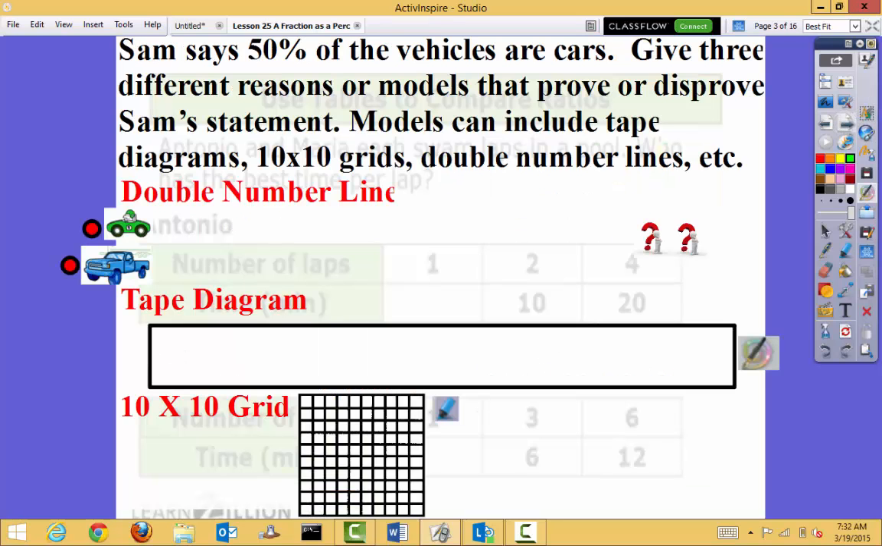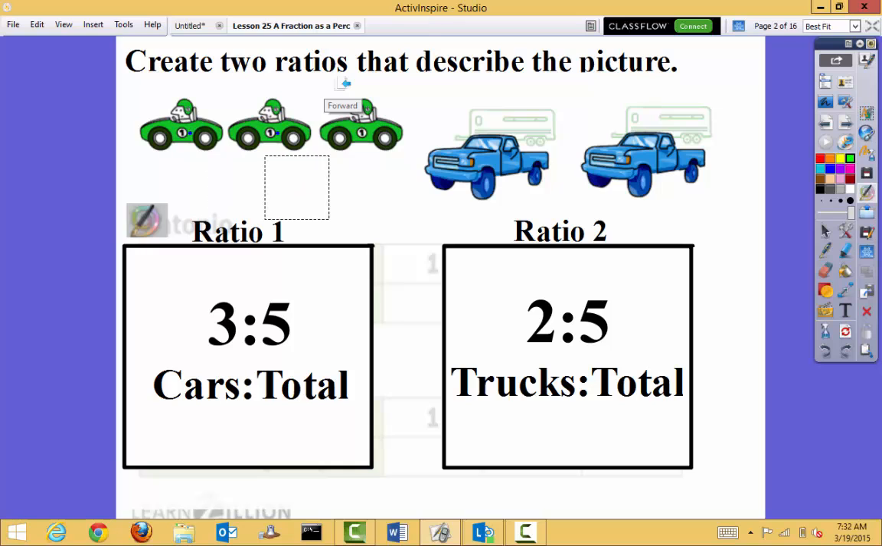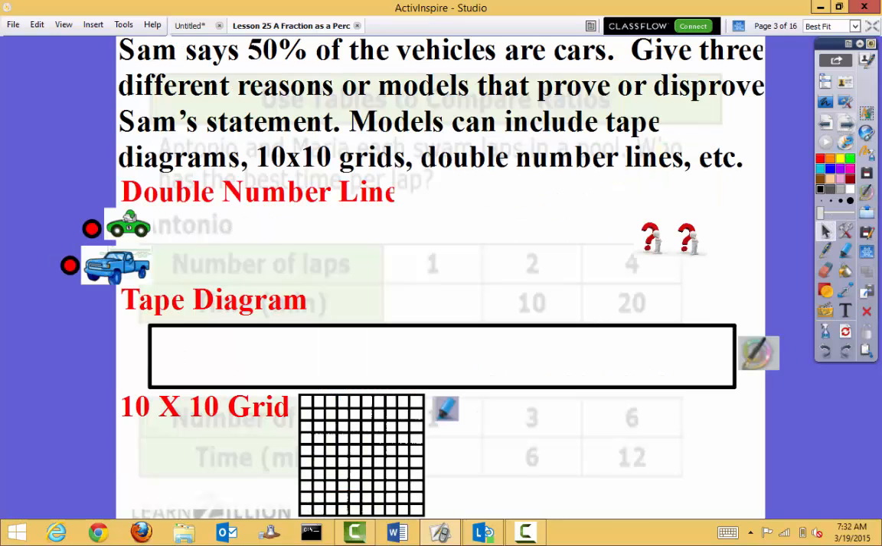Alright, let's continue. So Sam says that 50% of the vehicles are cars. So looking back at this, Sam is saying 50% are cars. Give 3 different reasons or models to prove or disprove Sam's statement. Models can include tape diagrams, 10 by 10 grids, double number lines, etc. So for this example, we're going to be using double number lines, tape diagrams, and a 10 by 10 grid.